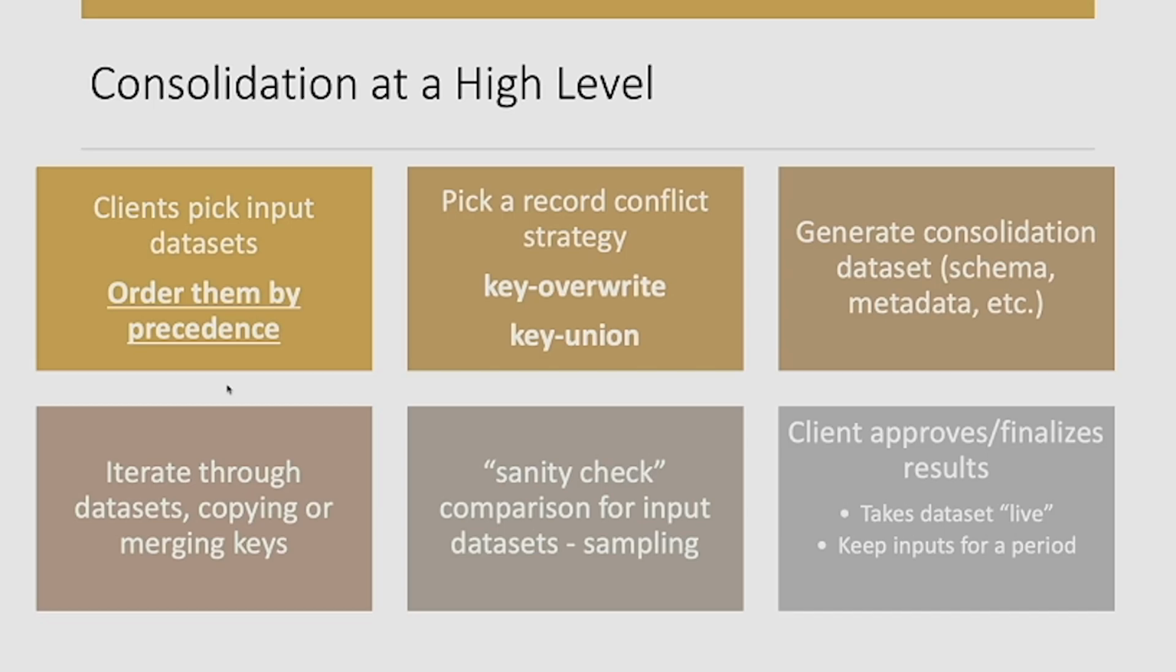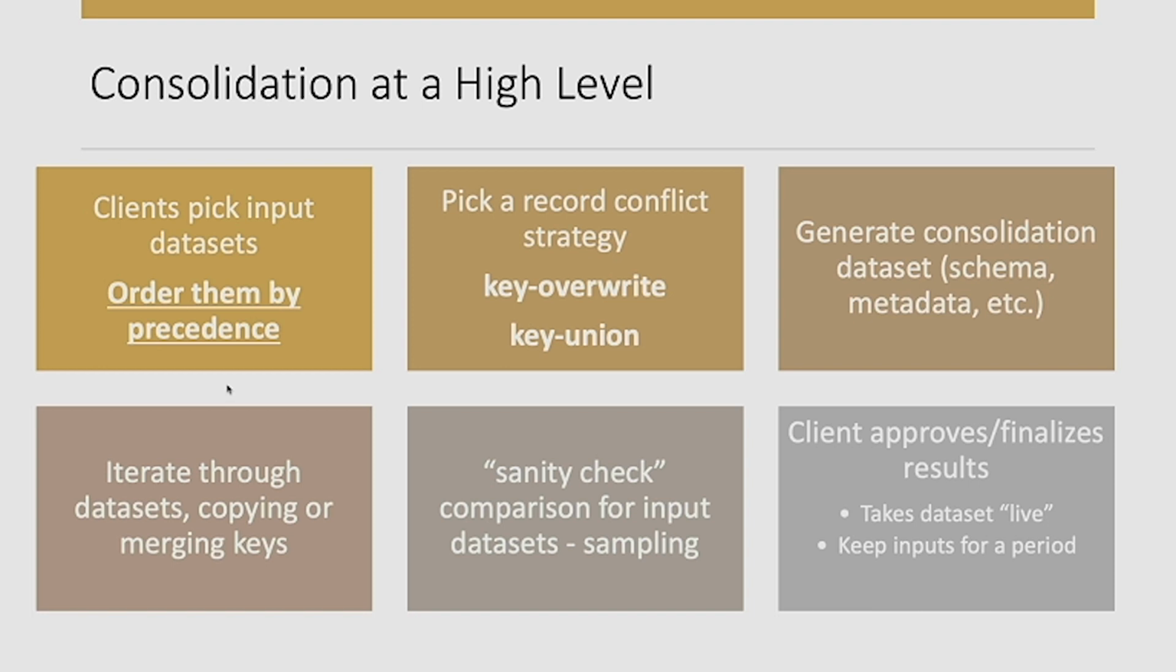So consolidation of data sets for us at a high level. To begin with, clients have this list of data sets that they want to combine. So they'll pick them and they'll order them by precedence for handling any conflicts between data, right? Give us a precedence order so that we know if conflicts between keys in different data sets happen, which version of the key should win in the target consolidated data set. We support 2 different conflict strategies right now, a key overwrite strategy and a key union strategy. I'll get into those in some more detail later.